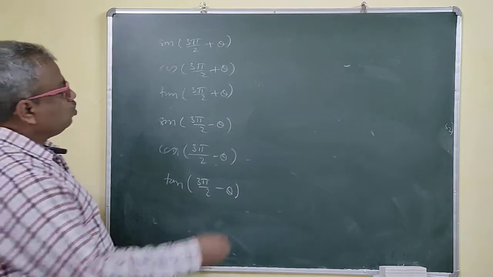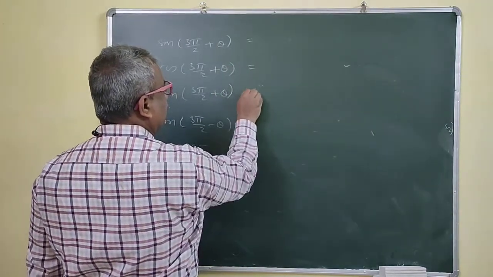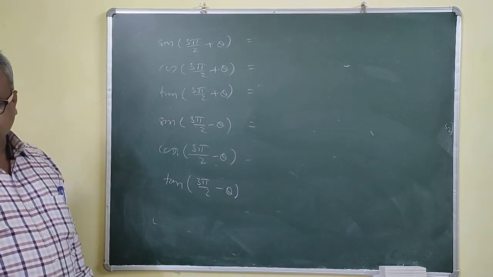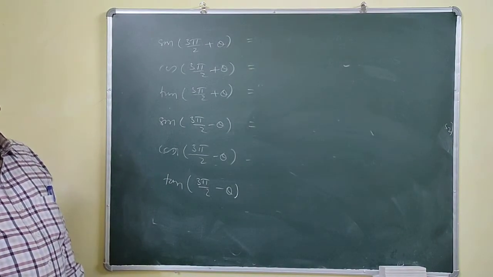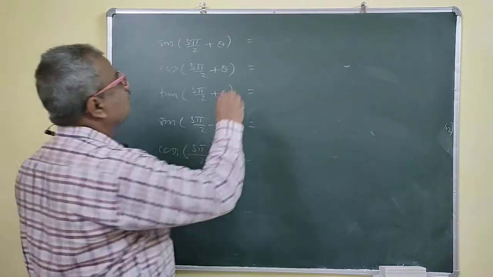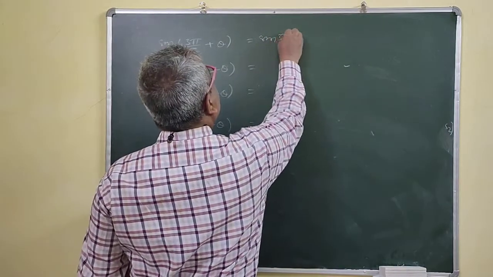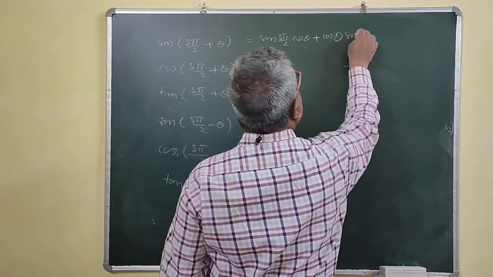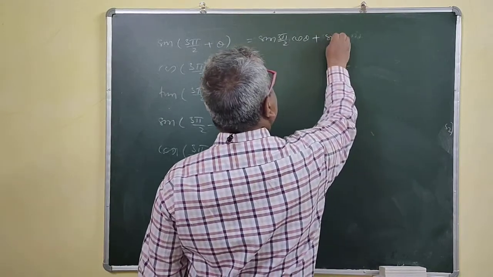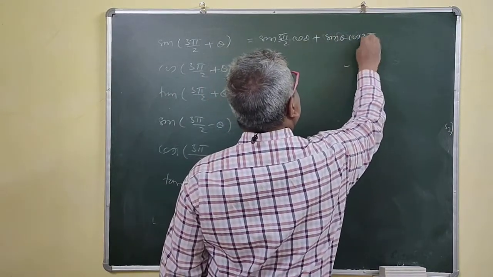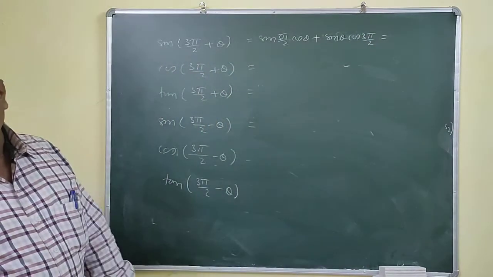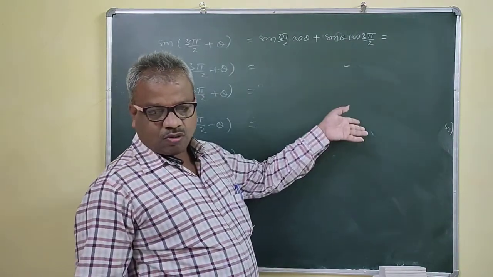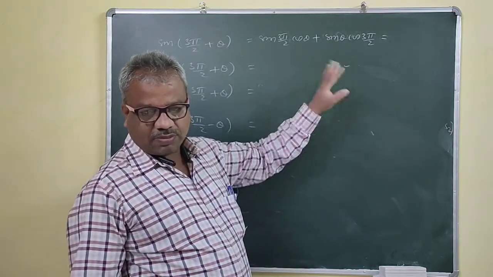Okay, so you should know the values of sin and cos of 3 pi by 2. 3 pi by 2 is on the negative y axis, where the point is 0, minus 1. 0 is the value of cos and minus 1 is the value of sin, right? So this is sin 3 pi by 2 cos theta plus sin theta cos 3 pi by 2. You know that cos of odd multiples of pi by 2 is always 0, right?